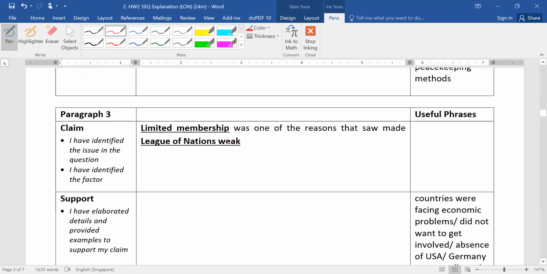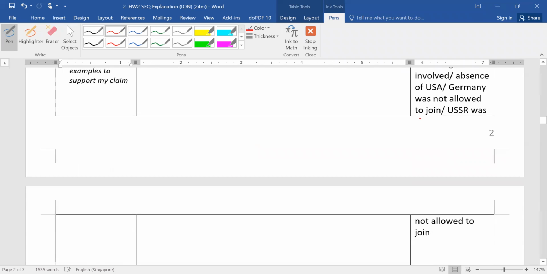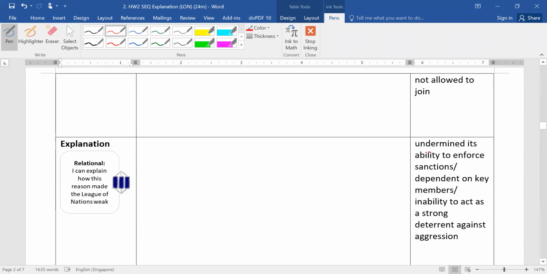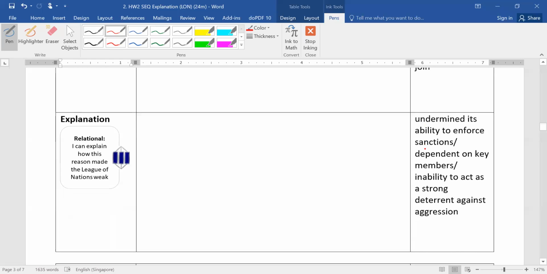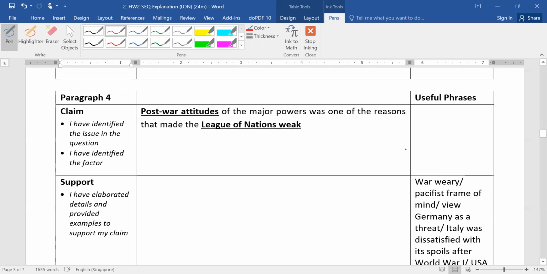I gave you the factor, the membership is limited. Maybe you want to talk about what you mean by the League having limited membership, which countries were not allowed to join, who did not want to join. And when countries do not join, what happens to the League's ability to do its work and maintain world peace? So explain it to me again in 3 points or so for each part.